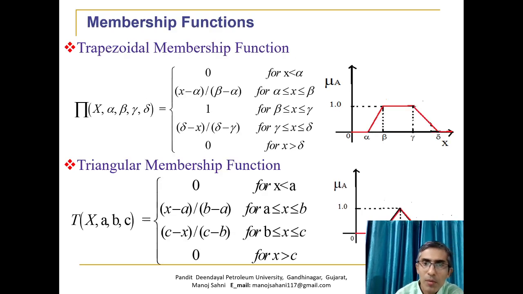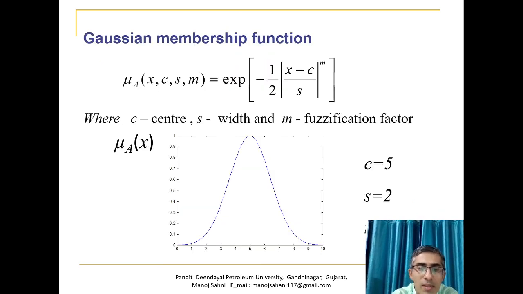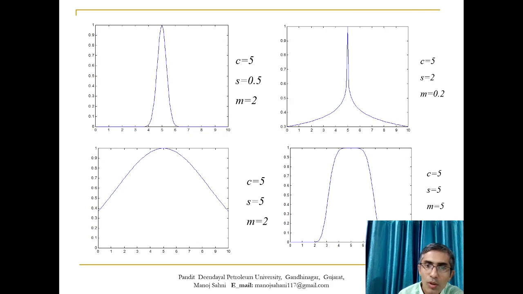Some of them listed here: the first is in the form of a trapezoid, so it is called a trapezoidal membership function. Similarly, the second is a triangular membership function, defined as a triangle. The third, very commonly used, is the Gaussian membership function, the normal distribution. Whenever C, S and M vary, the membership values also vary. So for different C, S and M, different Gaussian functions are formed, as you can see on my slides.